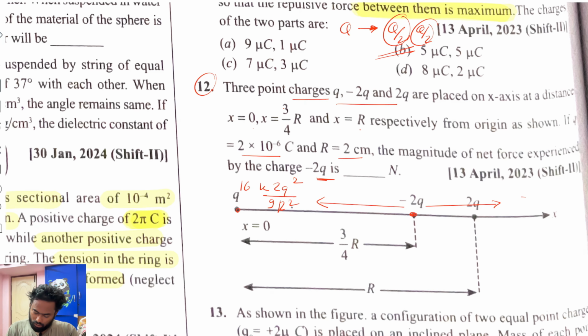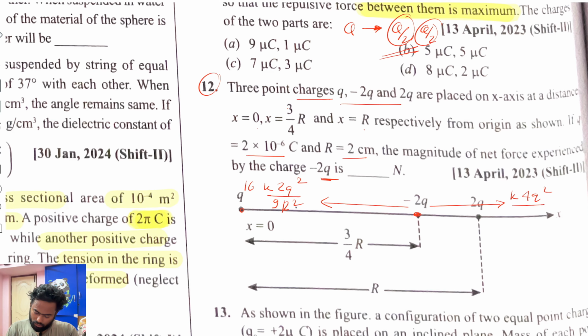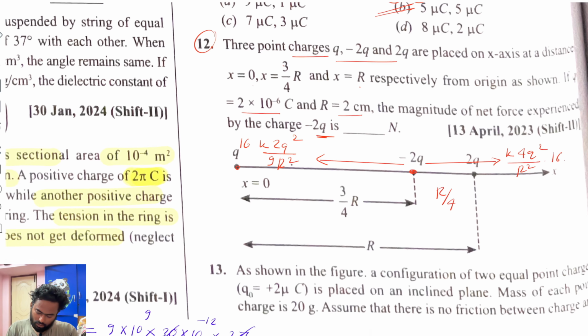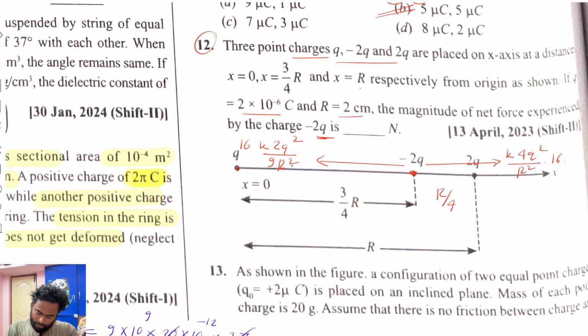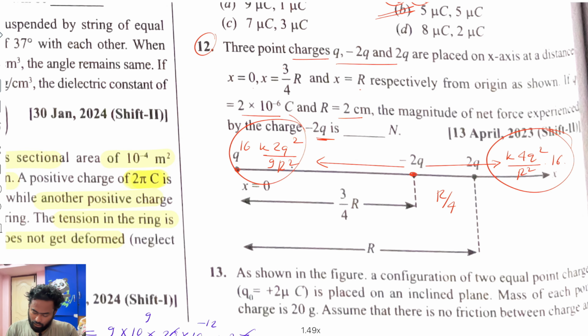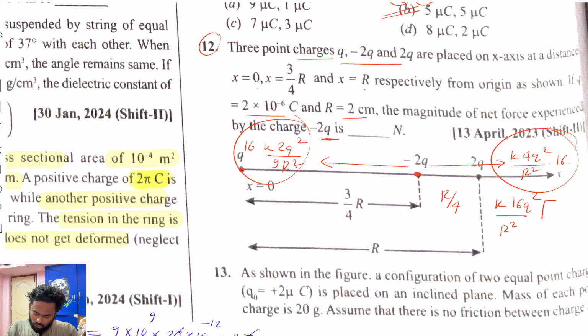This side force will be how much? 4Q square K upon distance, which is R by 4, so R square by 16. Okay. So here 32 by 9. This one. So I will take common. This force seems to be more than this one force, so resultant will be the difference. Okay. So K into 16 Q square by R square common. So it will be 4 minus 2 by 9.